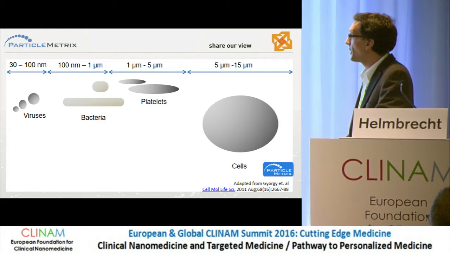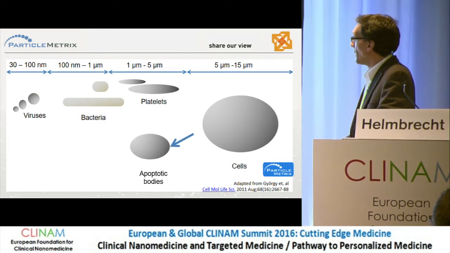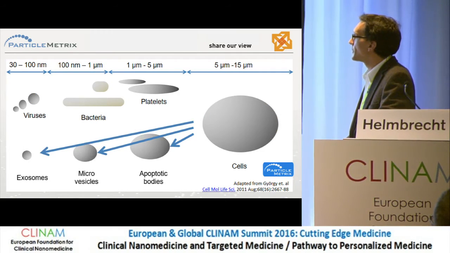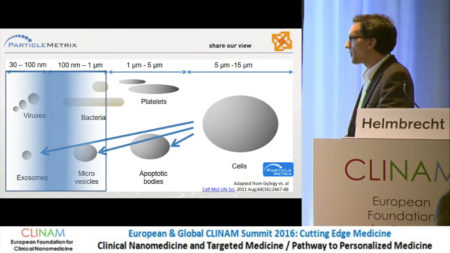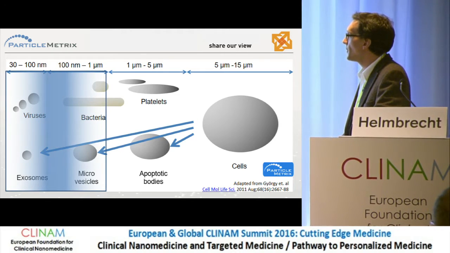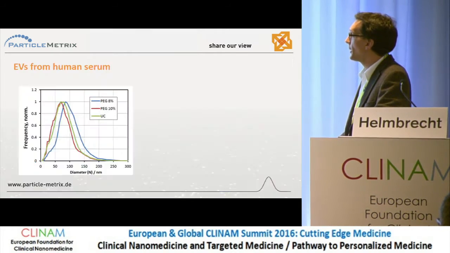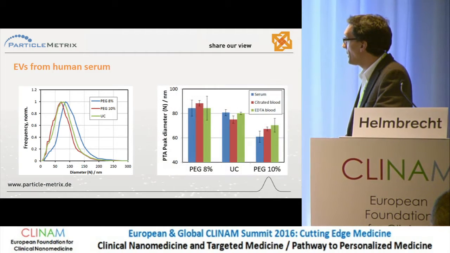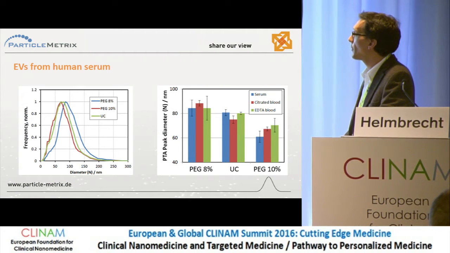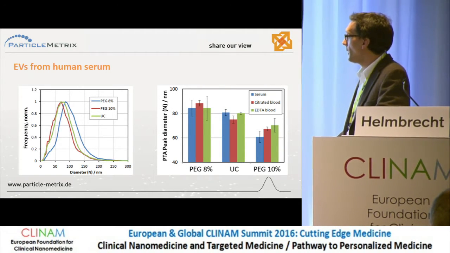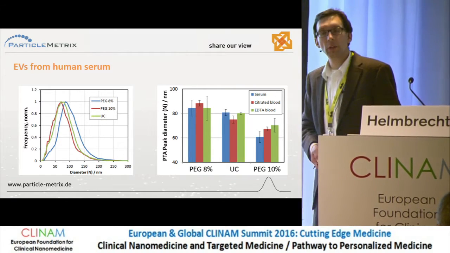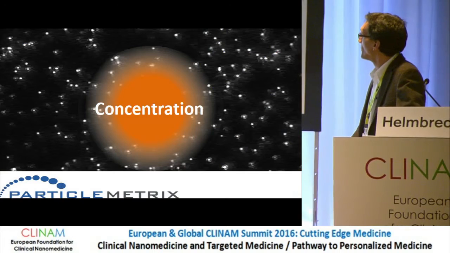An example in the real world: these are cells. They can shed apoptotic bodies or microvesicles, or the exosomes. They are the so-called microvesicles, and this is the range the nanoparticle tracking can work. And these are examples from EVs, isolated from human serum, and depending on the isolation, you get different particle size distributions and behavior in the peak size, for example. So the NTA instrument is capable of seeing such differences.